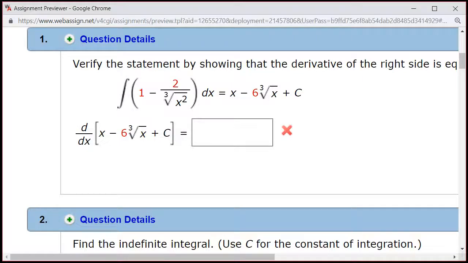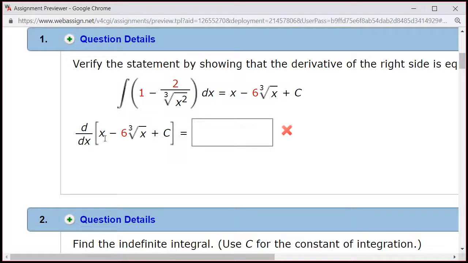All right, let's look at homework 5.1, problem number 1. We want to verify that this integral is equal to that. Since the integral is the reverse process of differentiation, I'm going to take the derivative of the result to see if I can get the integrand.